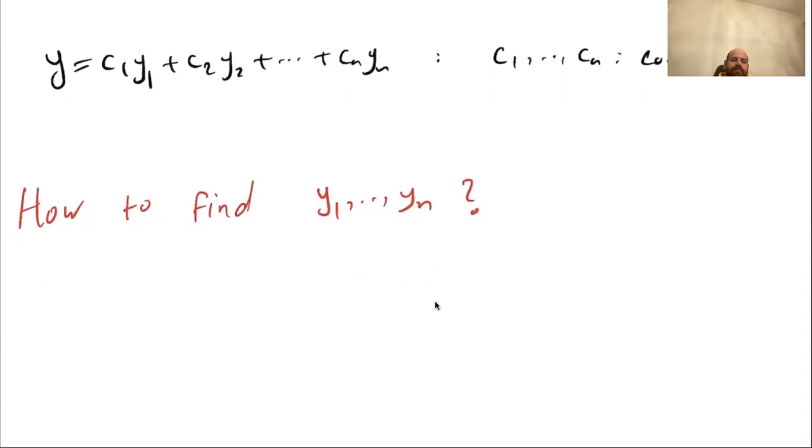So again, the recipe is similar to what we did for second order ODE. How did you find y1 and y2 in the case of second order ODE? First, we had to find the characteristic equation. Then we found the roots of the characteristic equation, and we used that to find the linearly independent solutions. So we have to do the same thing here.